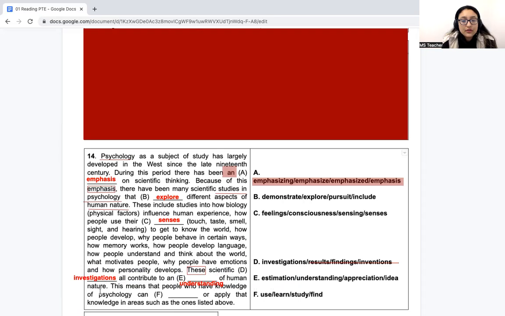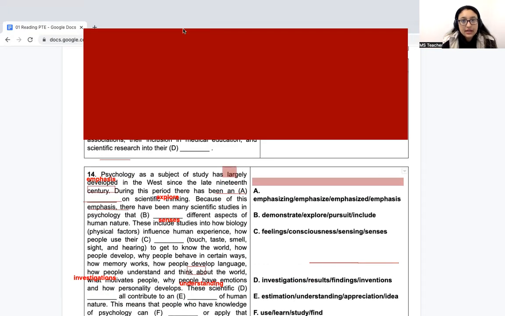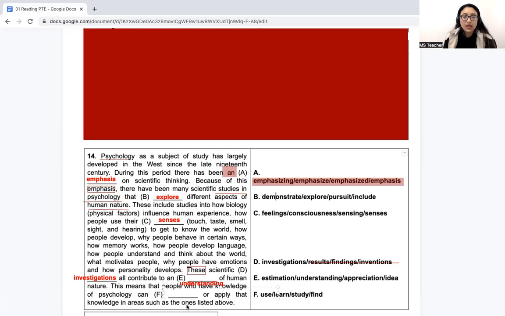This means that people who have knowledge of psychology can do what? Can either use. So what do we do with the knowledge? We don't learn the knowledge, okay? Remember, the noun that comes after it will determine the verb as well. So the knowledge, we can apply the knowledge. Yes, we can find the knowledge. People who have knowledge of psychology can find the knowledge? No, they already have the knowledge, so they will use the knowledge. Yeah, they will use the knowledge or apply the knowledge. They will not study the knowledge. We don't study the knowledge. So please remember to understand which nouns have been used later on and what verb goes along with that noun.